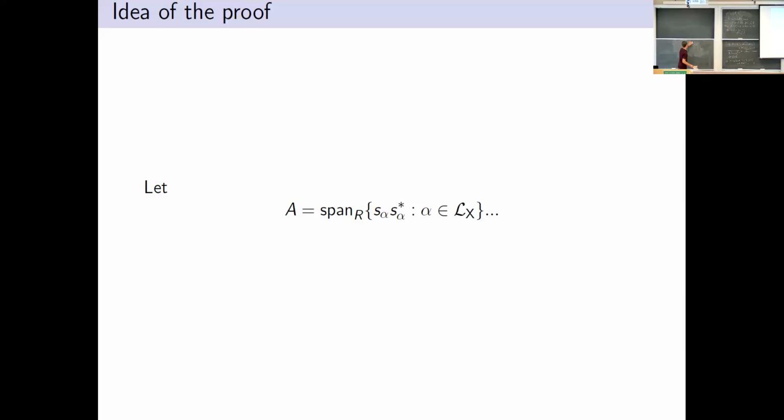Look at the set and take the supremum. Okay, so now this set is not empty because we have the empty word here that will guarantee that this is well defined. Now if n is less than infinity, then we just define our map there: psi of phi is just equal to alpha, where alpha is the unique element in the language such that phi of s alpha s alpha star is equal to 1. There will be only one because of this lemma that we proved there.